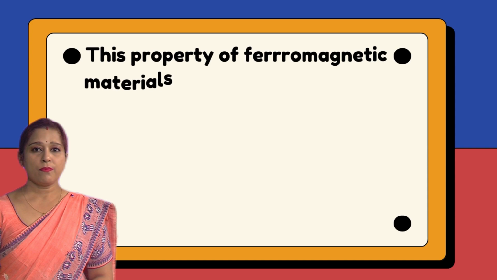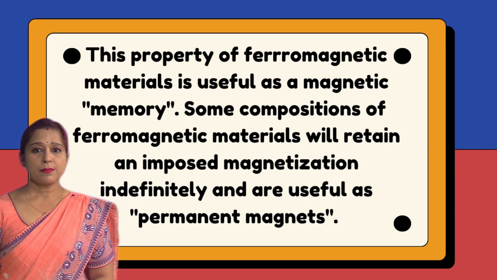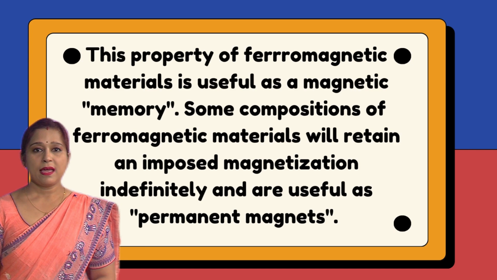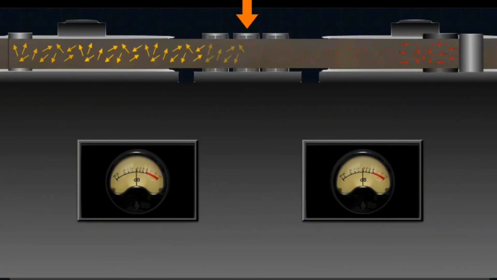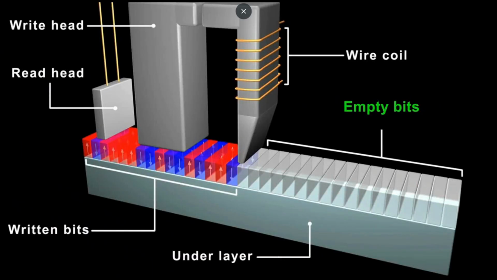This property of ferromagnetic materials is useful as a magnetic memory. Some compositions of ferromagnetic materials will retain an imposed magnetization indefinitely and are useful as permanent magnets. The magnetic memory aspects of iron and chromium oxides make them useful in audio tape recording and for the magnetic storage of data on computer disk.